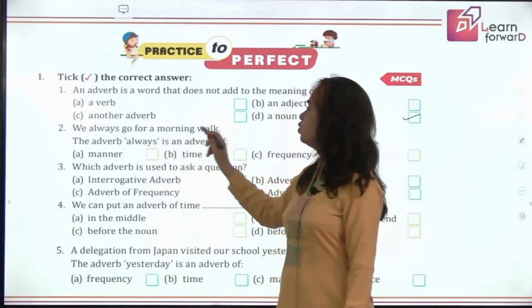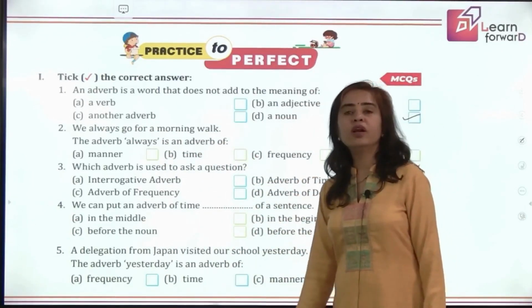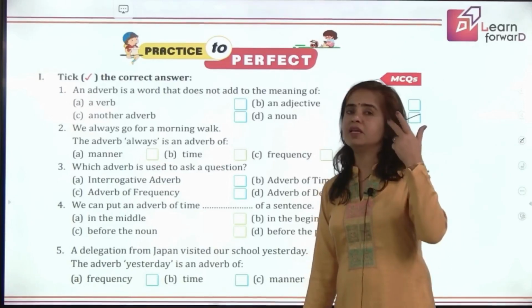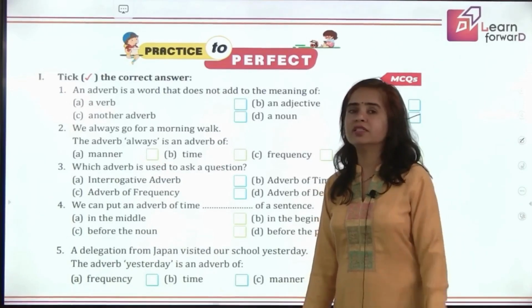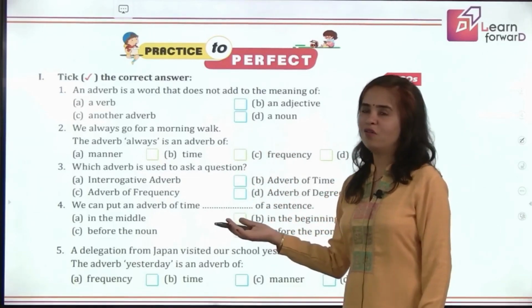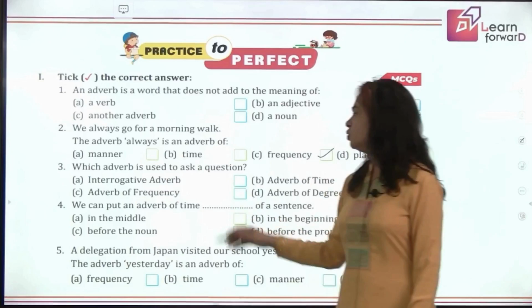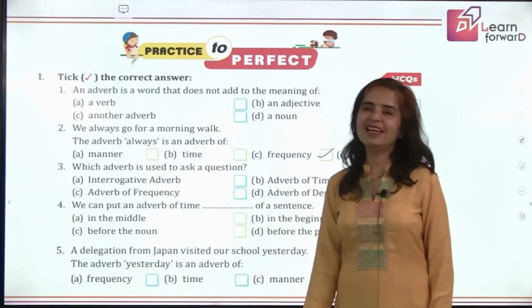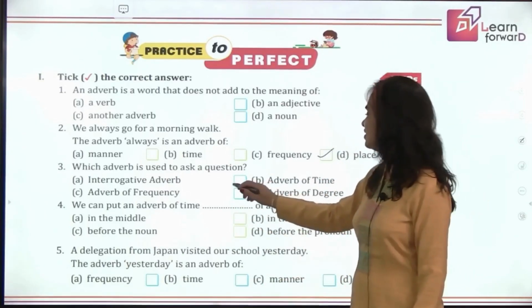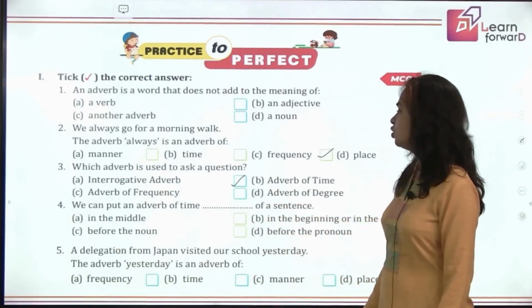We always go for a morning walk. The adverb always. What is this always? Manner, place, time, degree, frequency or interrogative. It's telling you how often. So this is frequency. Perfect. Which adverb is used to ask a question? Yes, you are right there. It's interrogative adverb. We can put an adverb of time dash of a sentence.